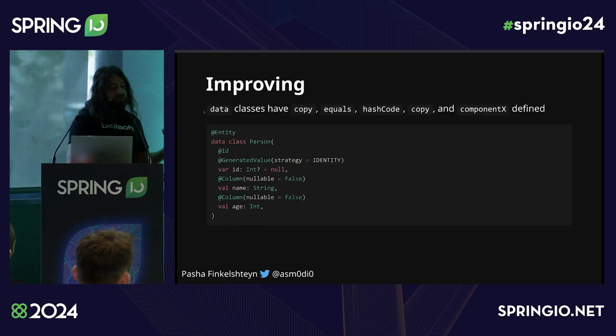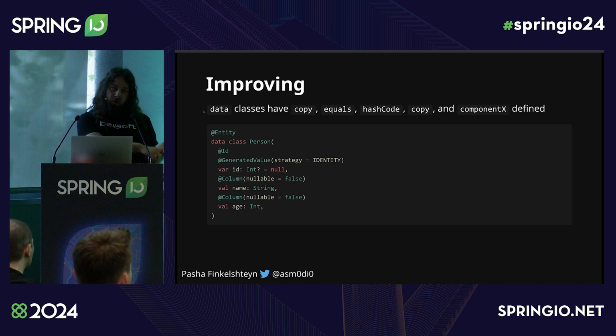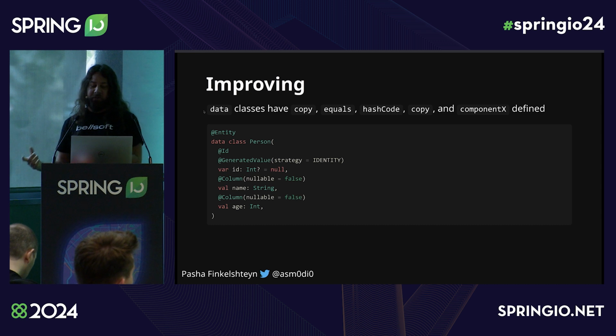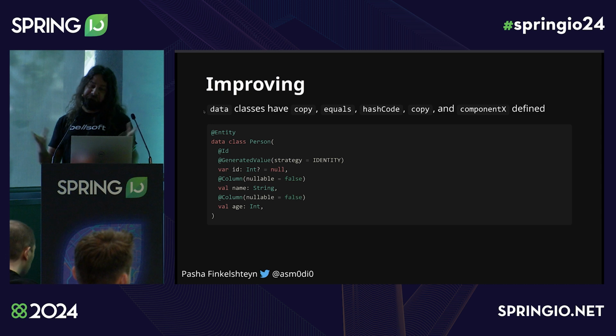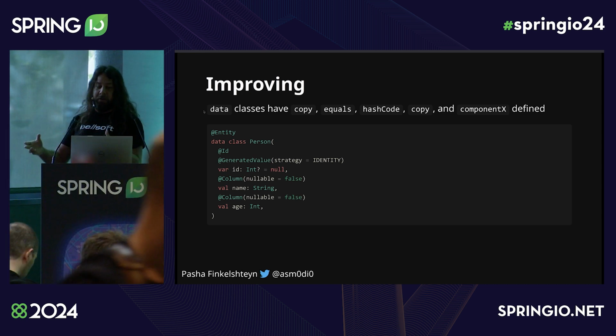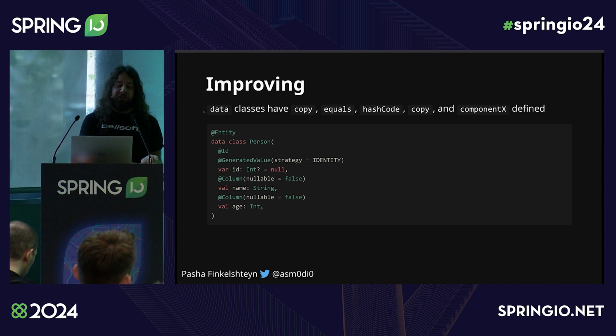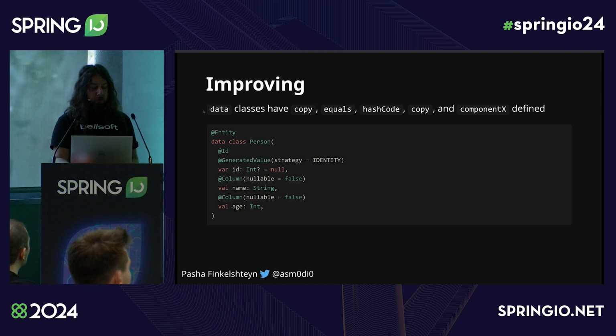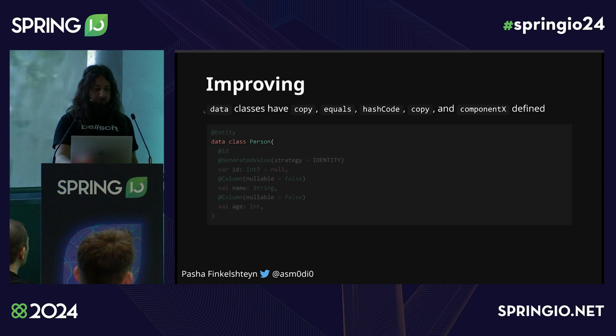So data classes have, by default, copy, equals, hashCode and componentN functions defined. Did I put copy twice here? My bad. It's a very important function, very important and very useful, but not in the context of entities. So we actually don't need any of them. We don't need the default implementation of equals. We don't need the default implementation of hashCode. We don't need these componentN functions. Yeah. So let's get rid of this data keyword.